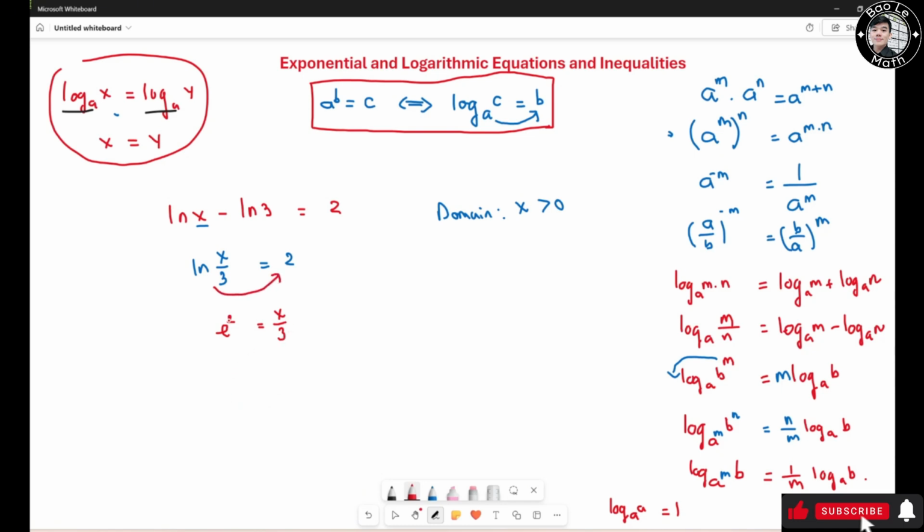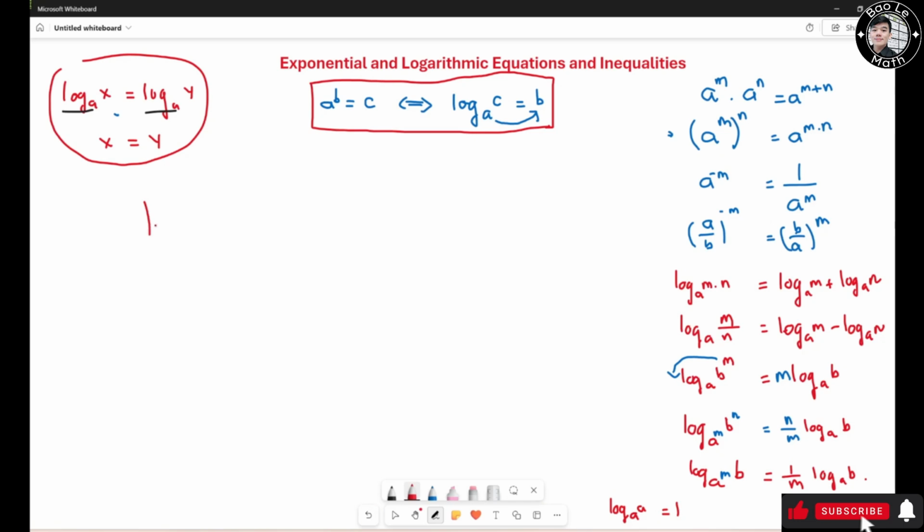Alright, so I'm going to multiply both sides by 3, so it could be s equals 3 times e squared. Alright, and this guy is greater than 0, so this guy is the solution. Now let's move on to the next example.